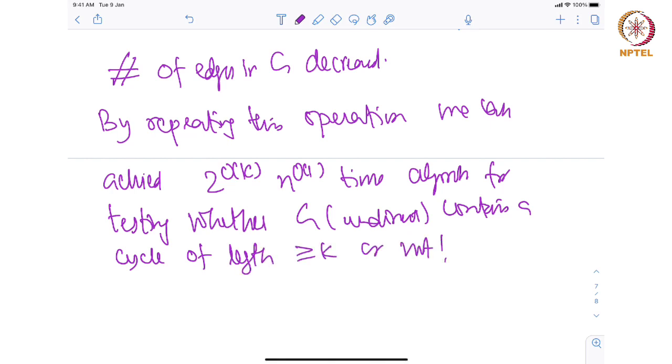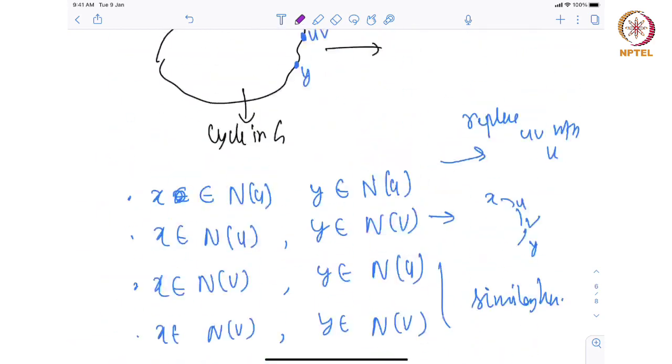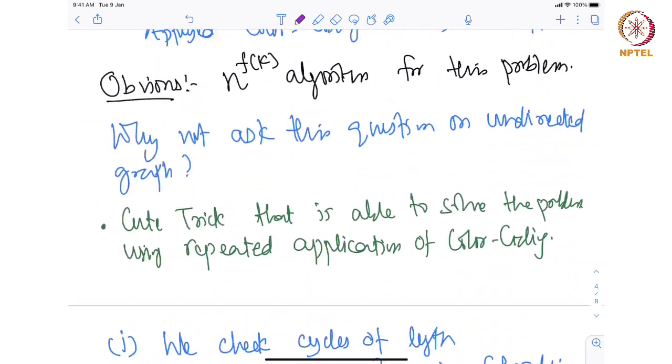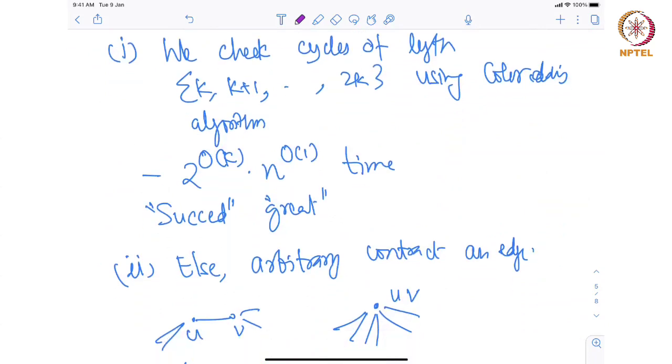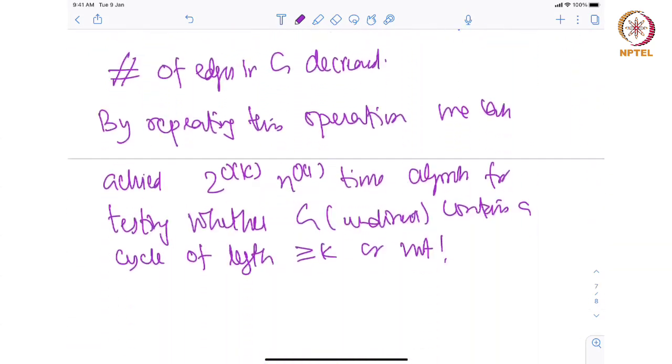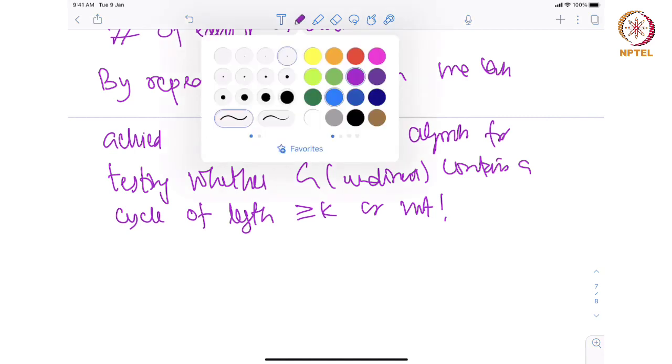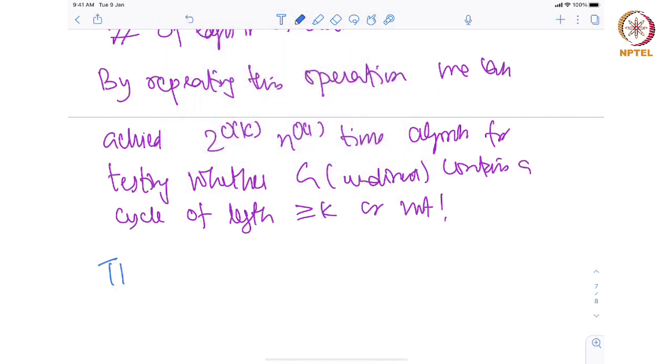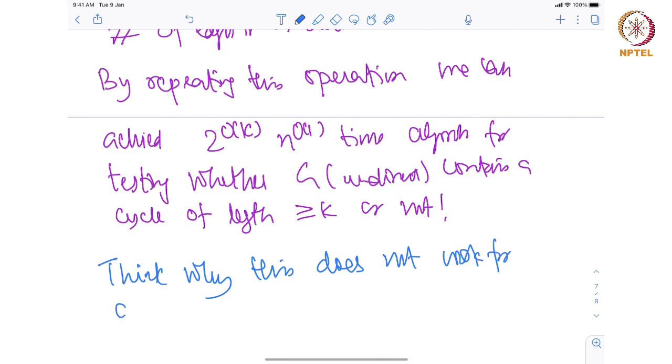Okay. So, that is it. So, this is for the undirected graph. Okay, but okay, good thing, or rather I would say, think why this does not work for directed graph.